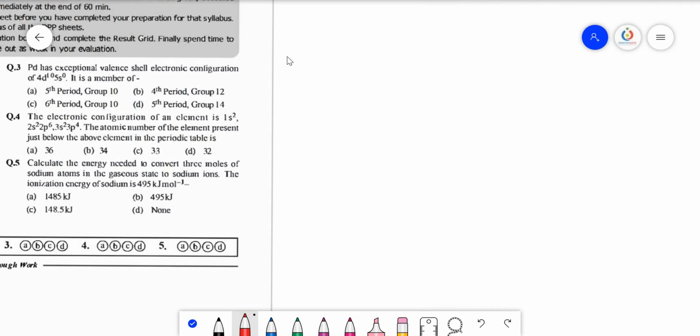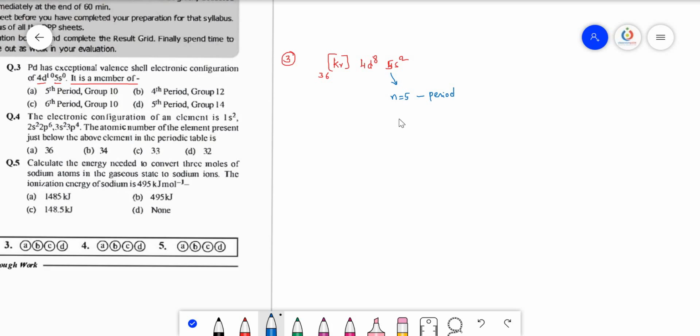Let us try to solve question number 3. Palladium has an exceptional valence shell electronic configuration of 4d10 5s0. It is a member of. They said that this is an exceptional electronic configuration. So if you write down the original electronic configuration of palladium, it will be krypton, whose atomic number is 36, then 4d8, then 5s2. In this particular one, the last orbit number n equals 5. So this is the period.